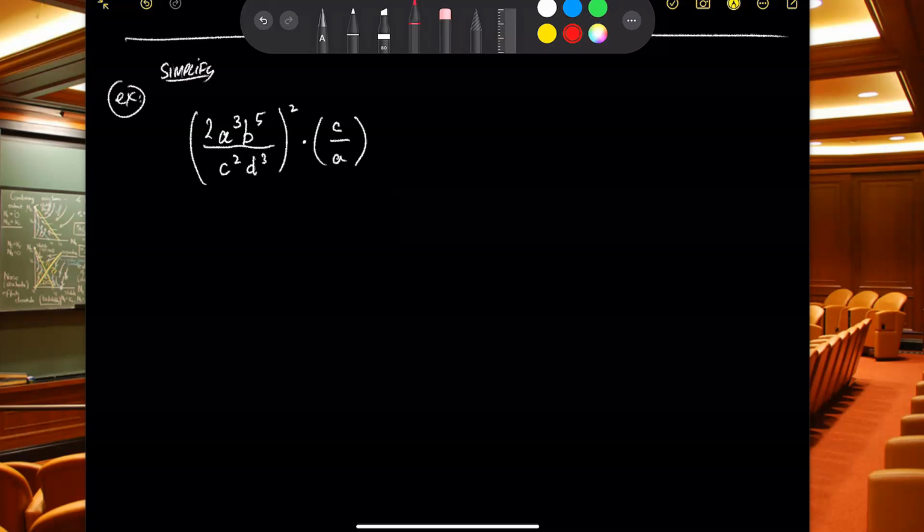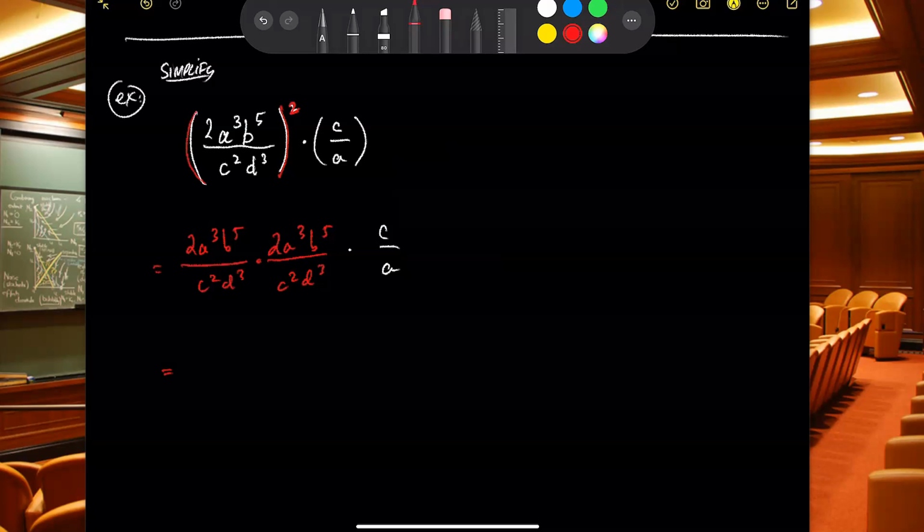So what are we going to do here first? Inside out, right? Order of operations. Brackets first, and then whatever we can do to simplify. So in here, nothing to really simplify. Right? Can't do much. A doesn't cancel with C. B doesn't cancel with D. So really, the exponents come up next of raising this bracketed expression and squaring it. So what does this mean? It means 2a cubed b to the 5th over c squared d cubed times itself. 2a cubed b to the 5th over c squared d cubed, all times c over a.